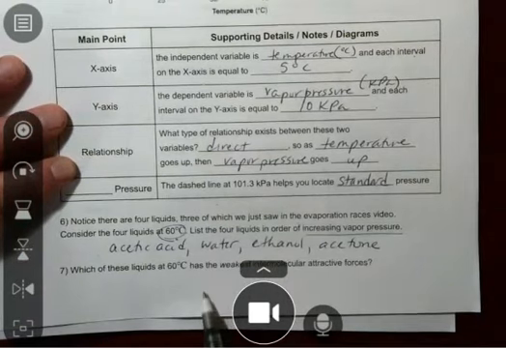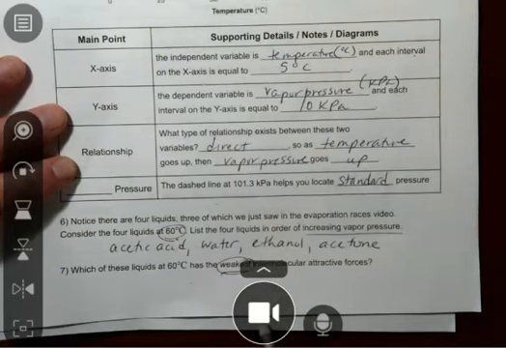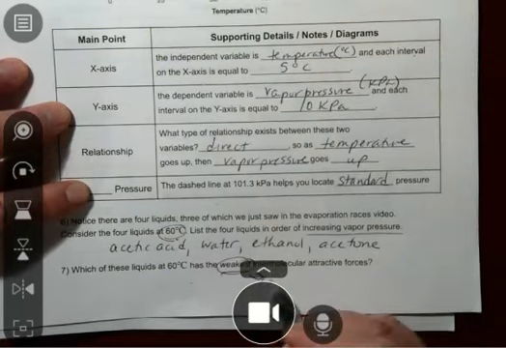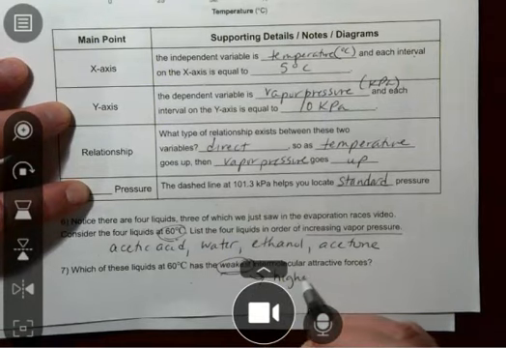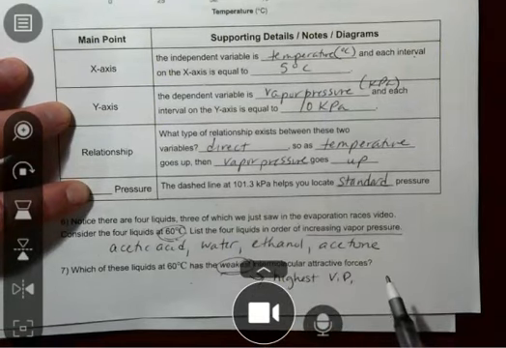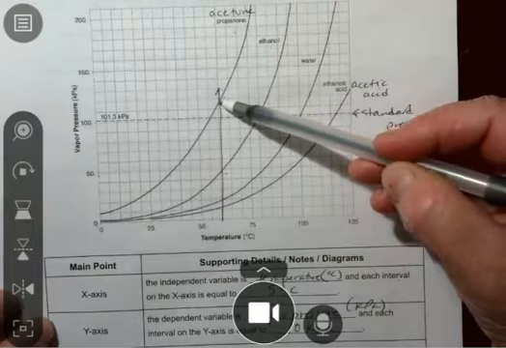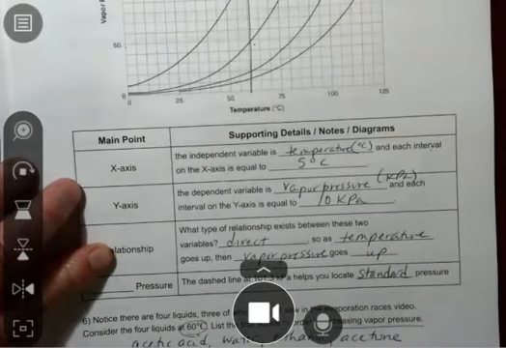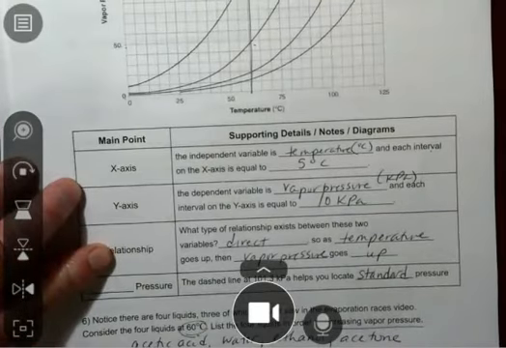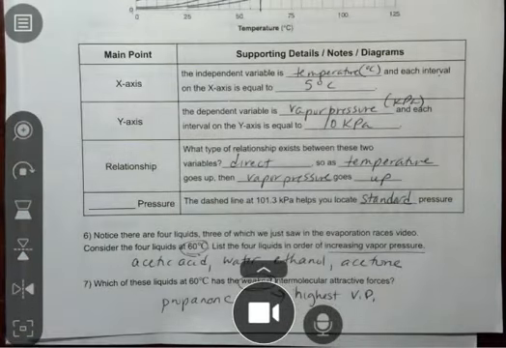Which of these liquids at 60 degrees has the weakest intermolecular attractive forces? Remember, weakest intermolecular attractive forces are going to have the highest vapor pressure. So at 60 degrees, the highest vapor pressure is going to be propanone. So that's how you can read those.